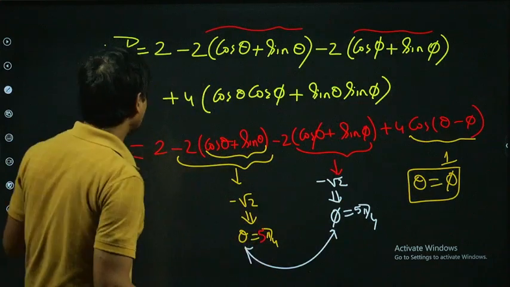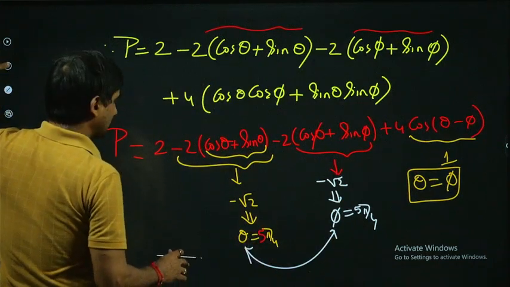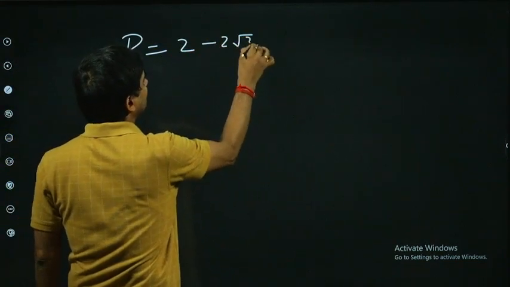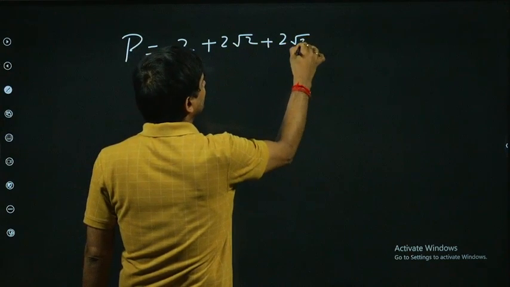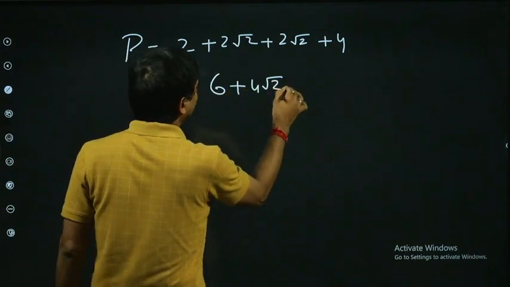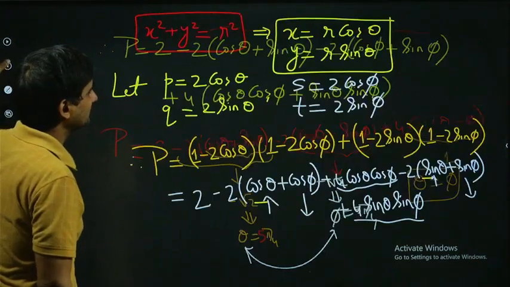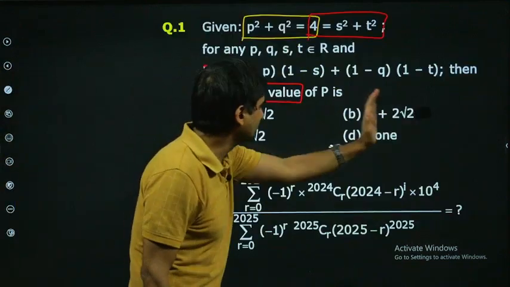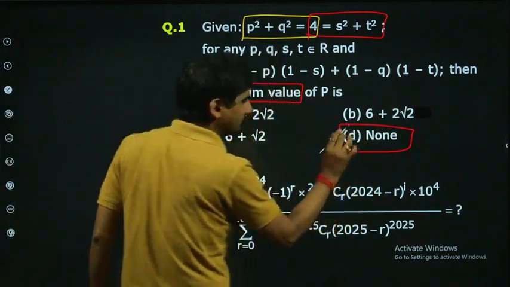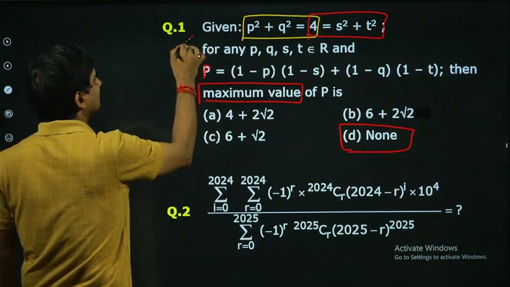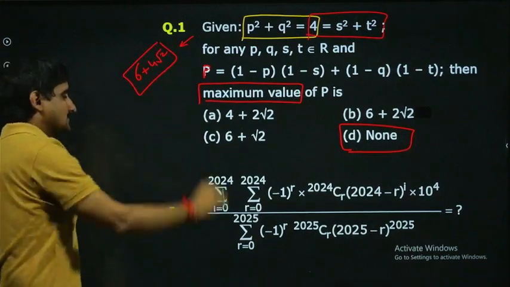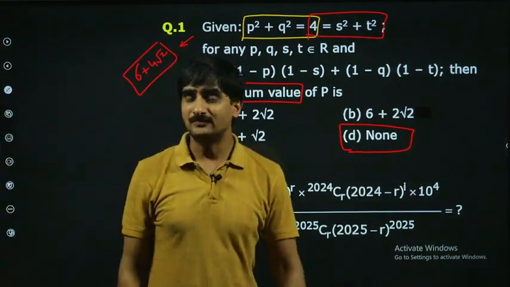So put all these values together. What maximum value do we get here? We get 2 plus 2 root 2 plus 2 root 2 plus 4. So it's nothing but 6 plus 4 root 2. Since we don't have any such option, according to me the answer is none of these. So the maximum value is 6 plus 4 root 2. That was the solution for the first question.